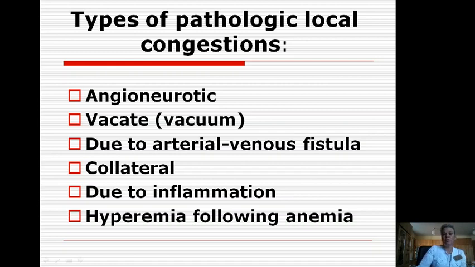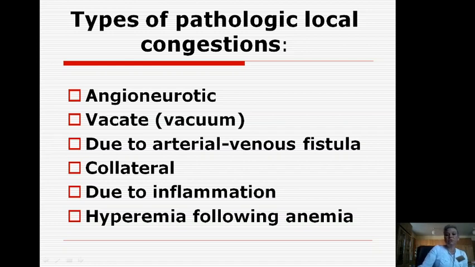Vacat or vacuum, in zone of a negative pressure. We see enlarged arterial vessels. Due to arterial venous fistula. Collateral, due to obstruction of large trunk of artery. We see collateral blood flow open and hyperemia in collateral vessels.